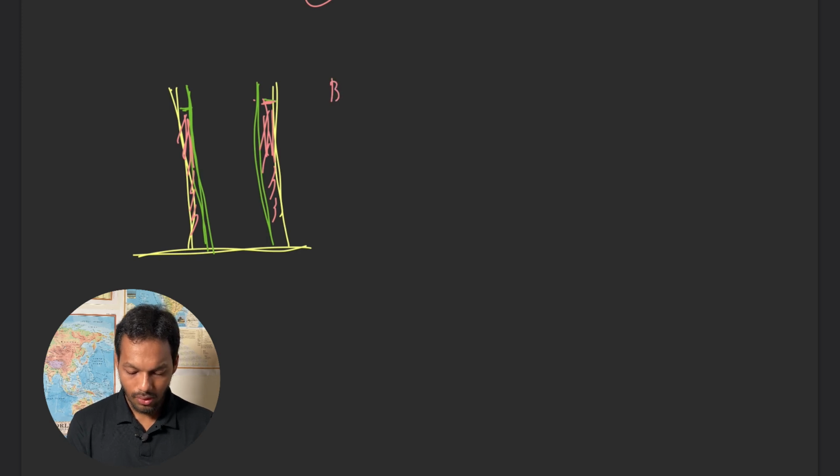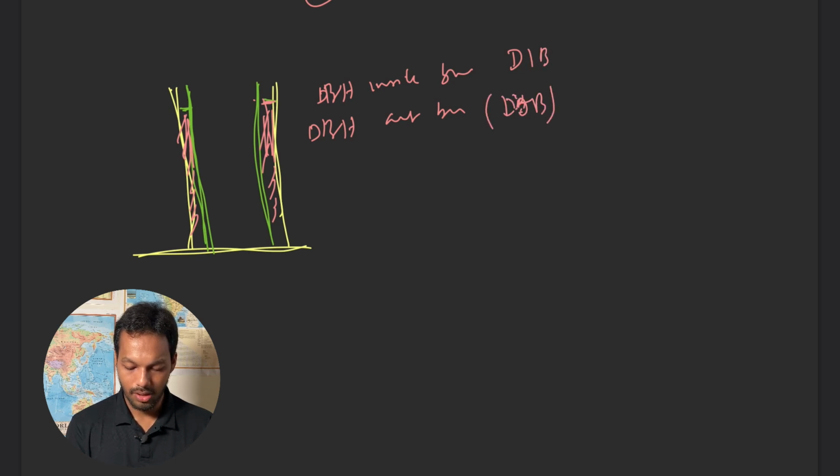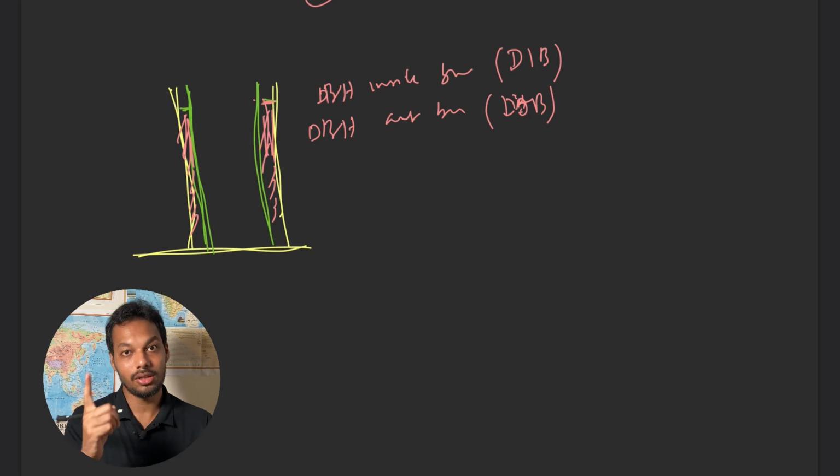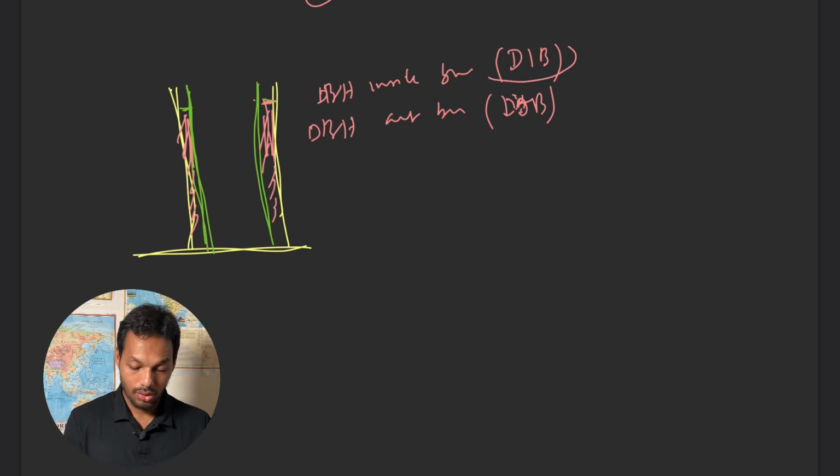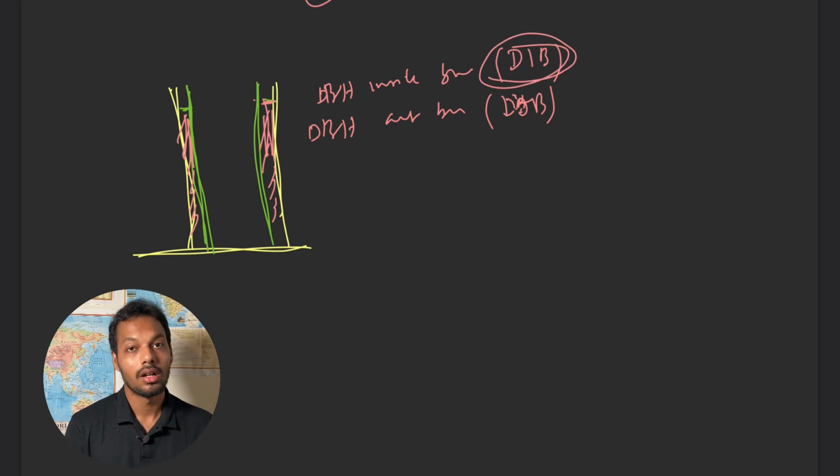So one is called DBH inside bark. Another one is called DBH outside bark. This is represented as DIB and this is represented as DOB: DBH inside the bark and DBH outside the bark. So DIB is more important from our consideration.